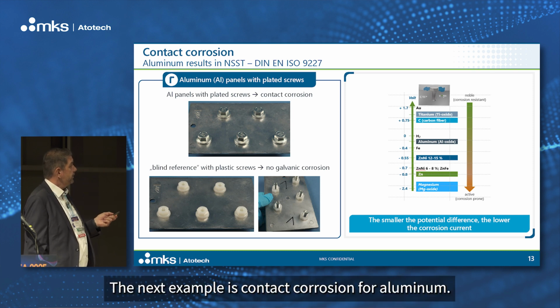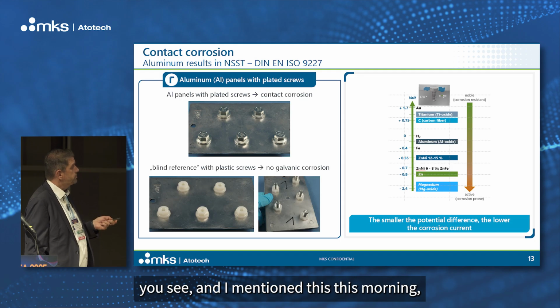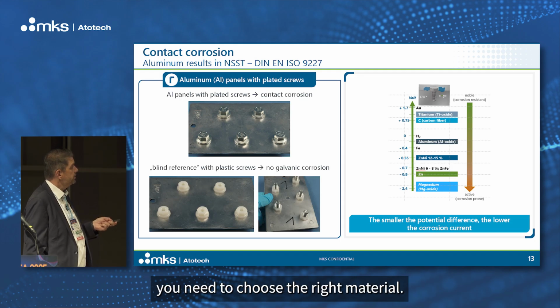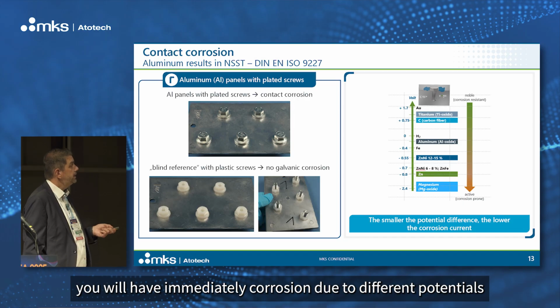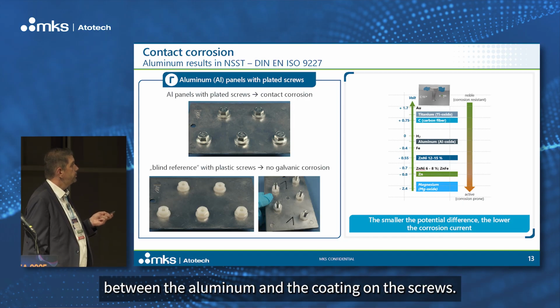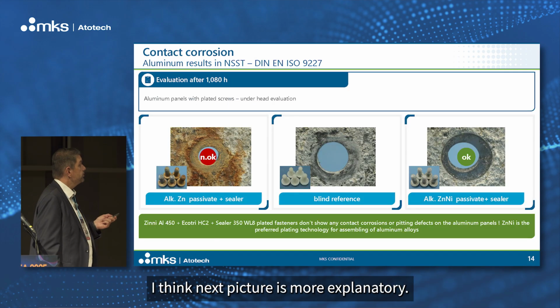Yes, the next example is contact corrosion for aluminum. So if we use screws to fixture the aluminum, you see, and I mentioned this morning, you need to choose the right material. If you don't choose the right material, you will have immediate corrosion due to different potentials between the aluminum and the coating on the screws. I think the next picture is more explanatory.